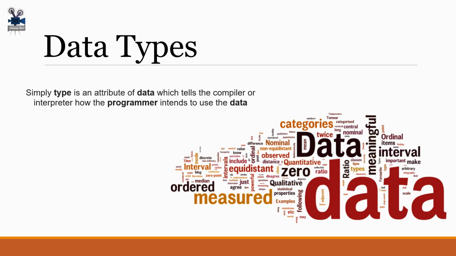In computer programming, a data type, or simply type, is an attribute of data which tells the compiler or interpreter how the programmer intends to use the data. This data type defines the operations that can be done on the data, the meaning of the data, and the ways values of that type can be stored.